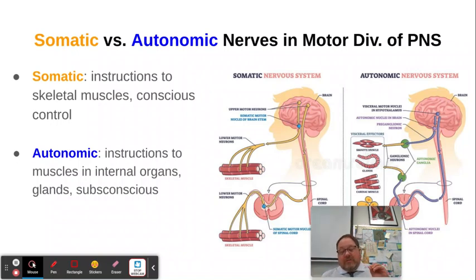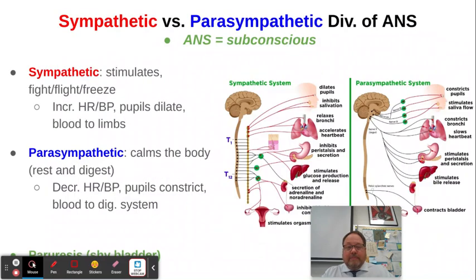So when you send instructions out through the motor division, somatic runs to your skeletal muscles and you have conscious control over that. Autonomic, again, it's on autopilot. Your nervous system takes care of it, but you don't have direct conscious control over that. So we'll talk about the ramifications of that, especially in later units.